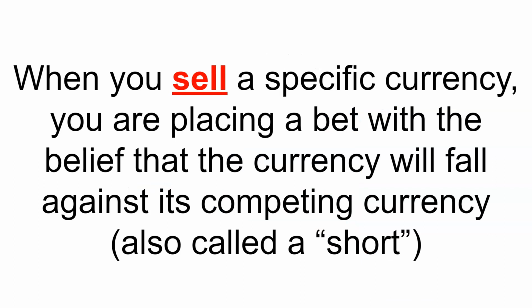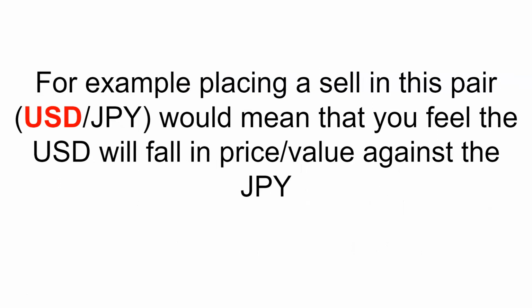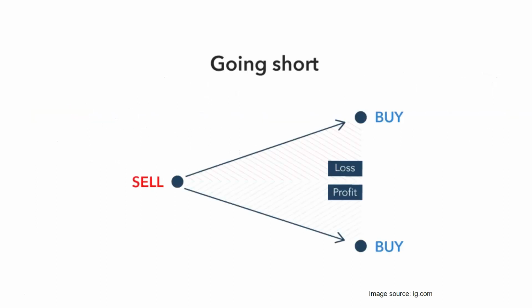Now, on the opposite side, when you sell a specific currency, you are placing a bet with the belief that the currency will fall against its competing currency. This is also called a short. For example, placing a sell in this pair, USD versus JPY, would mean that you feel the USD will fall in price or value against the JPY. So here is an image of going short. You have a sell on this side. If the price does actually rise, so if USD rises in price, then you would have a loss. If the price actually does go down, you would have a profit because you put in this sell order.